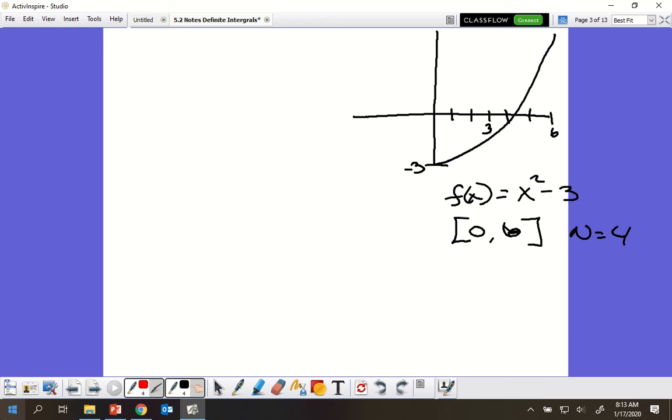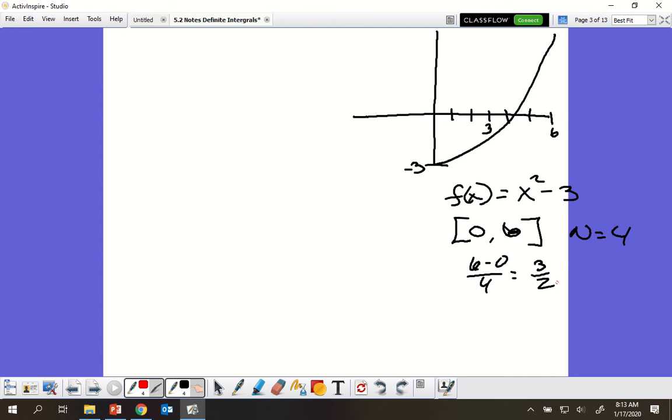So first thing I'm going to do is figure out my delta x, the thickness of this. It would be 6 minus 0 over 4, which gives me 6 over 4, which reduces to 3 over 2. Leave it as an improper fraction. I had someone try to do a mixed number, and mixed numbers don't multiply very well. So you've got to turn it into an improper fraction anyway. Okay, so that's a start.